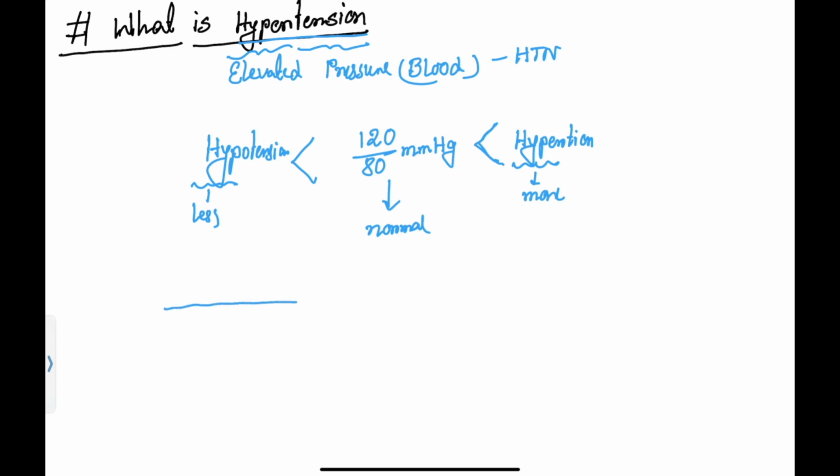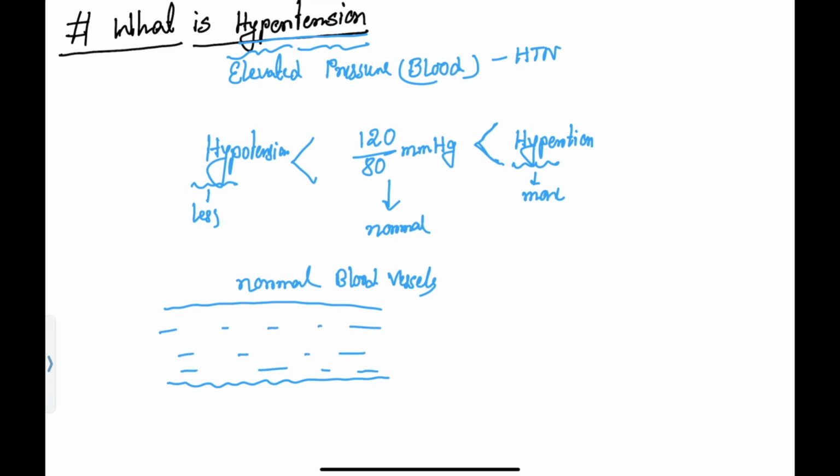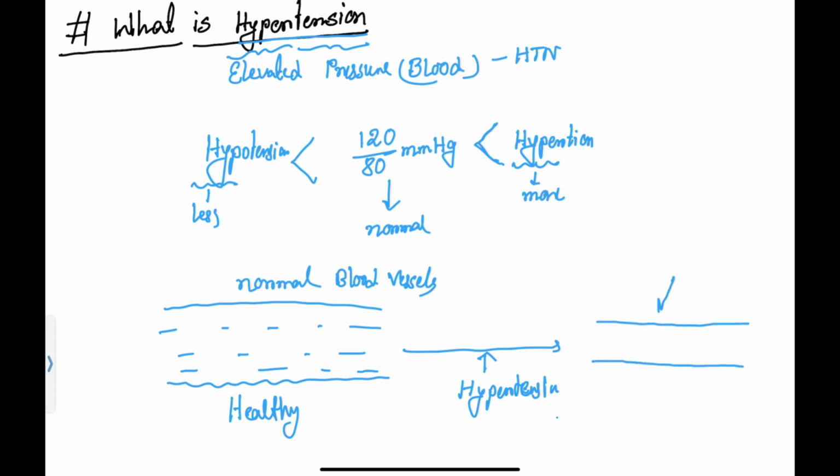If you see this, let's assume this is a normal blood vessel. Inside that blood vessel, the blood is freely moving and going to the major organs. It supplies blood to major organs, to all body cells and tissues. This is a blood vessel in healthy condition. Now let's assume a person is having hypertension. What will happen in case of hypertension? In case of hypertension, the blood vessels will constrict or narrow.